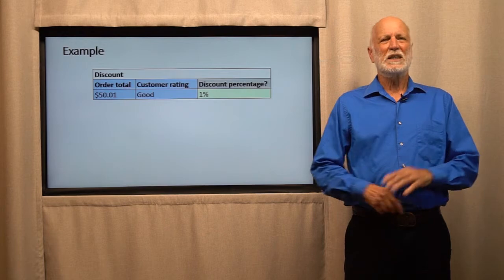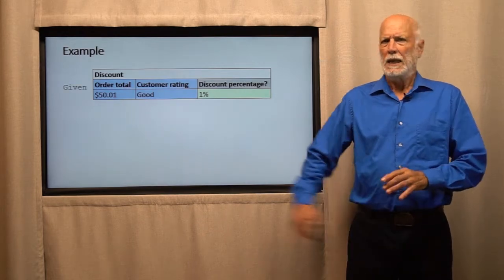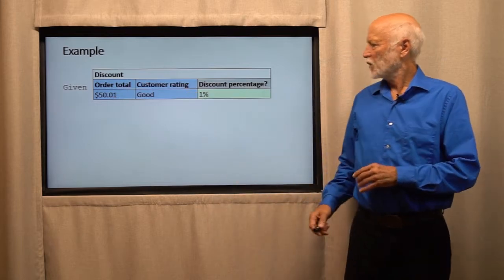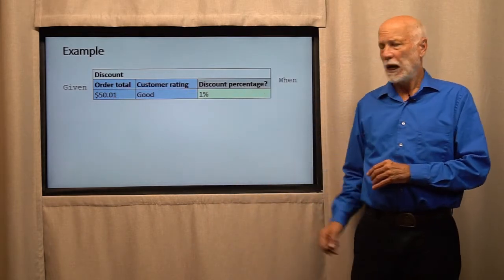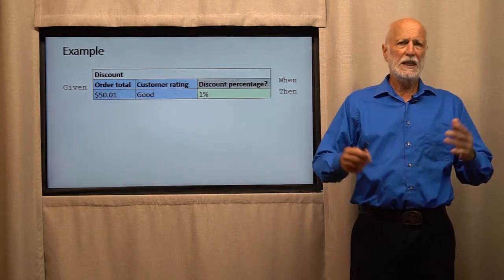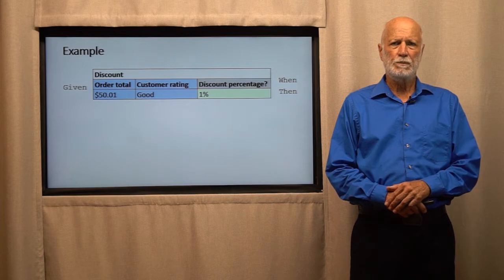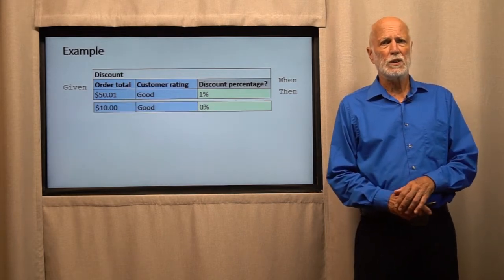So what we're going to do is come up with some examples that will be turned into tests. Given our order total is $50.01 and a customer rating of good, when we compute the discount percentage, then it should be 1%. And the triad all agrees. We'll also come up with other examples for the remainder of the business rules.